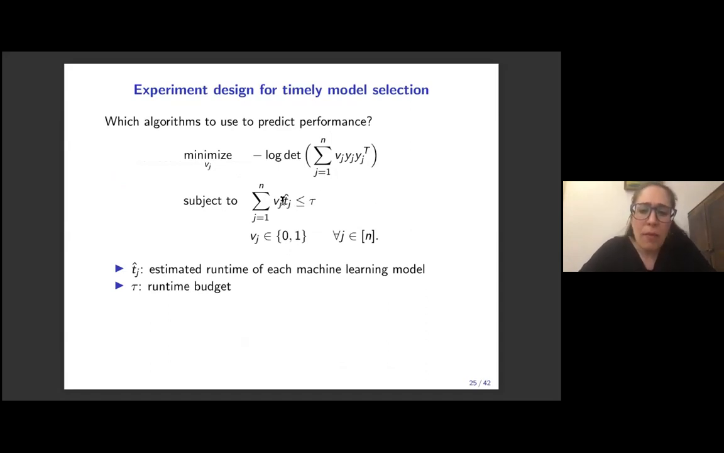Subject to, and here's maybe the interesting condition. I'm going to put a vj in front, so vj is going to be 1 if I selected that machine learning model and 0 otherwise. The total amount of time it takes to run all these models is the sum of vj times t hat j, where t hat j is the estimated runtime of that machine learning model. So I'm going to put a constraint and say that the sum over the models that I select, times how long it takes each model to run, is less than or equal to tau. So this is my time budget.